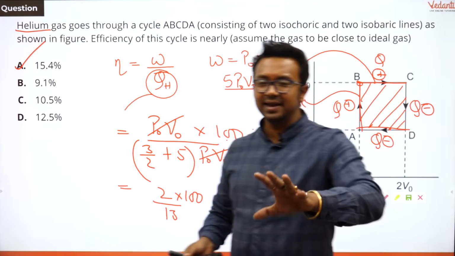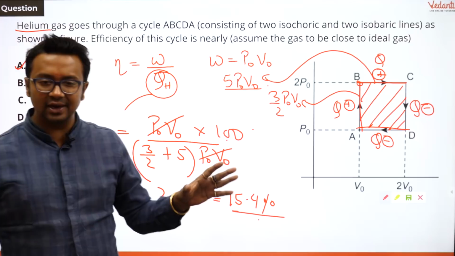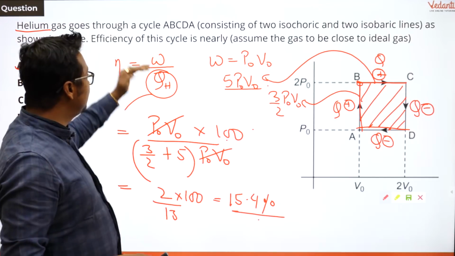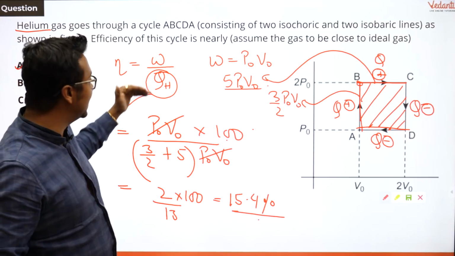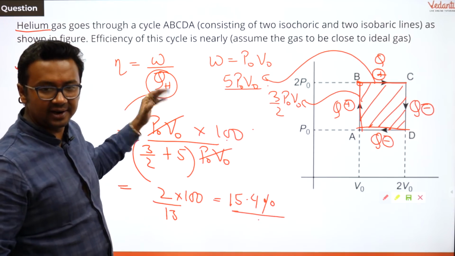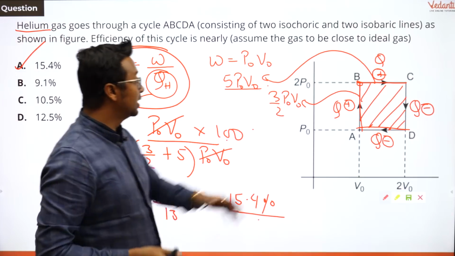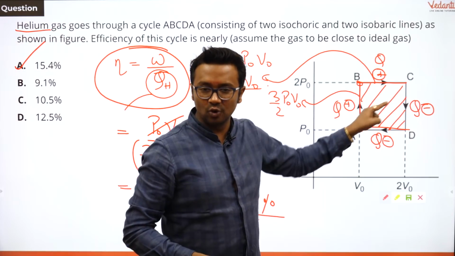Alright, I hope everybody understood. Let me just summarize this very quickly. To find out the efficiency of any general cycle, my dear students, it is simply the work done in that particular cycle divided by the amount of heat extracted. This is what you need to remember. This is the important point out here. Now what is the work done? It's the area enclosed within the cycle.